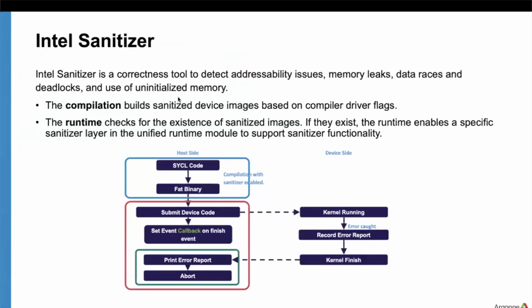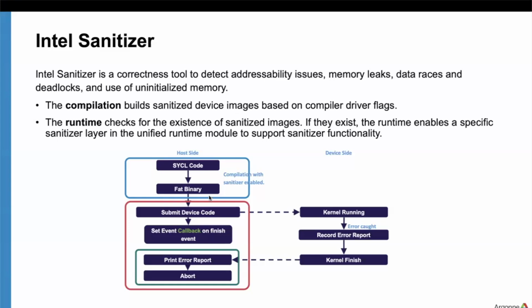So another tool available on Aurora is Intel Sanitizer, which is a correctness tool to detect addressability issues, memory leaks, data races, deadlocks, and use of uninitialized memory. How it works is you need to build your application with an additional Sanitizer compiler flag. So compilation builds the sanitized device image based on the compiler device flag. I will show you how to do that. And then at runtime, it checks for the existence of the sanitized image. If it exists, the runtime enables the specific sanitizer layer in the unified runtime module to support sanitizer functionality.